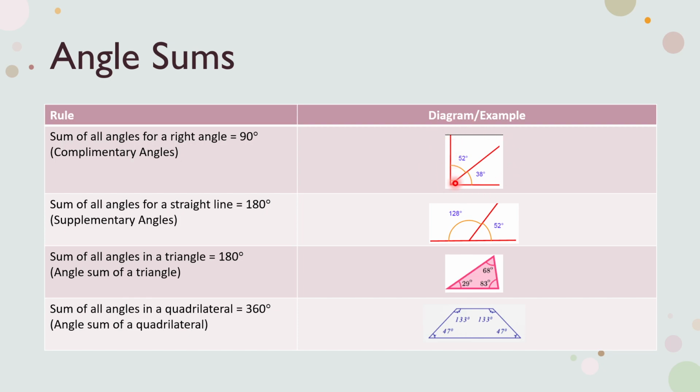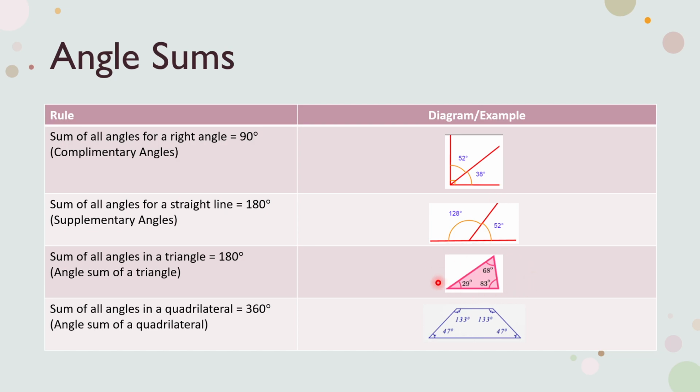So if you do see somewhere in a diagram a right angle, all of the angles that are inside always add up to 90 degrees. That one's pretty straightforward. Supplementary angles, very similar concept. A straight line that is divided into two or more angles will always add up to 180 degrees.